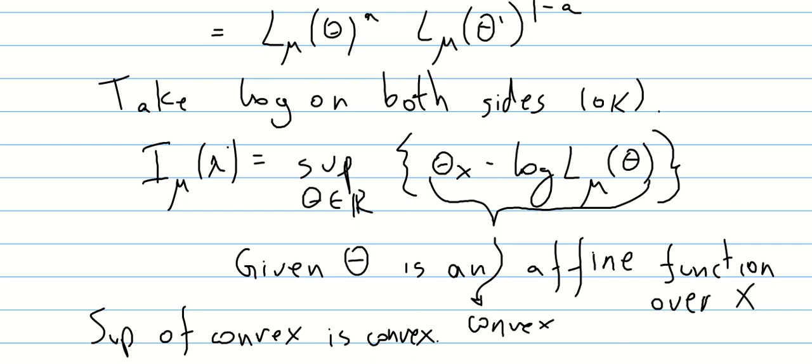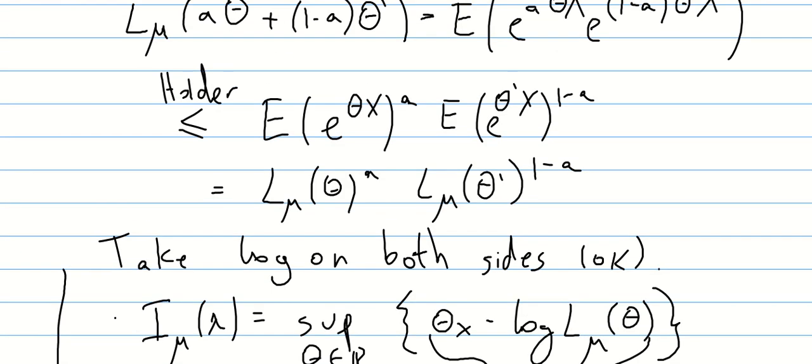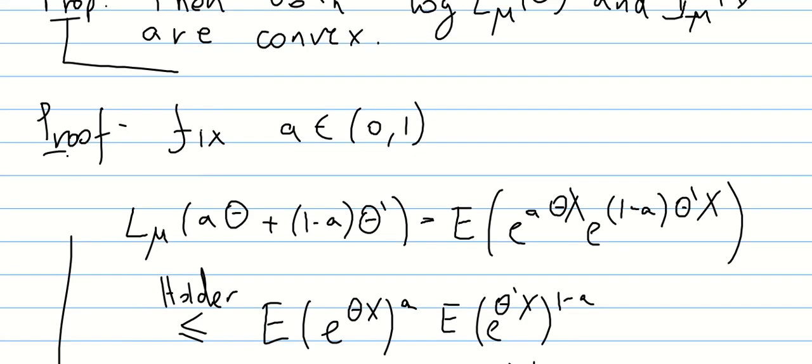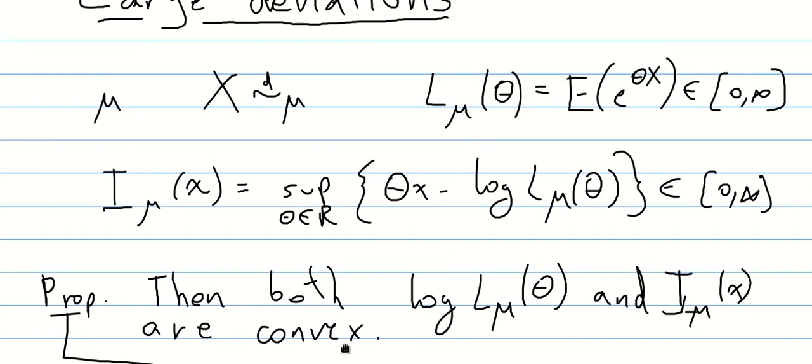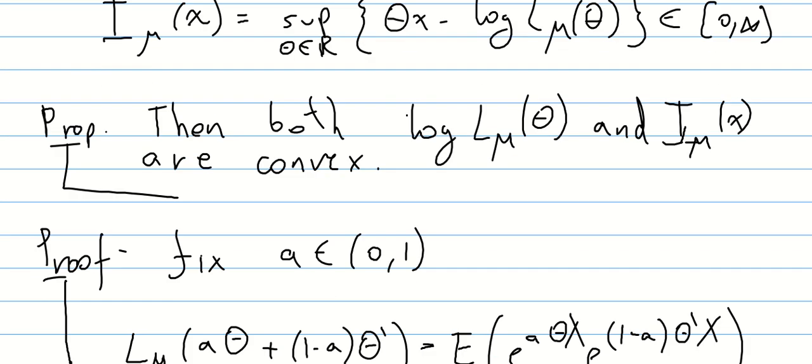And moreover, this shows that I is lower semi-continuous, which is also nice. The supremum of lower semi-continuous functions like this, like affine functions, is also lower semi-continuous. So this is another nice result about the rate function. So now that we know both are convex, we can have a better picture of what this is doing.